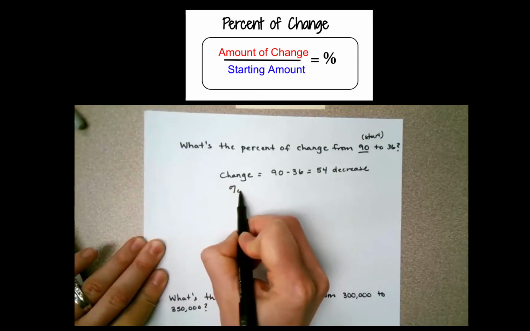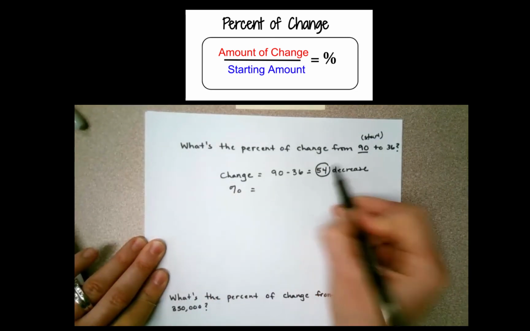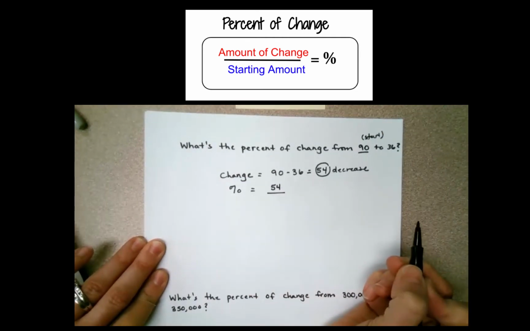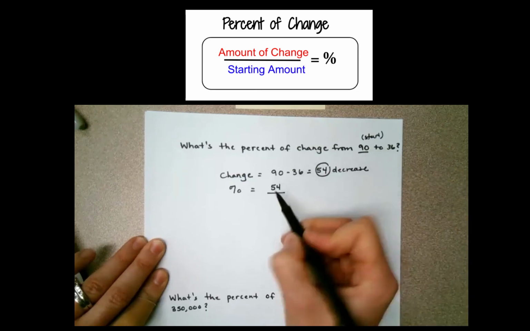To calculate the percent of change, I'm going to take the amount of change, which was 54, and I'm going to divide it by my starting amount, which was 90.